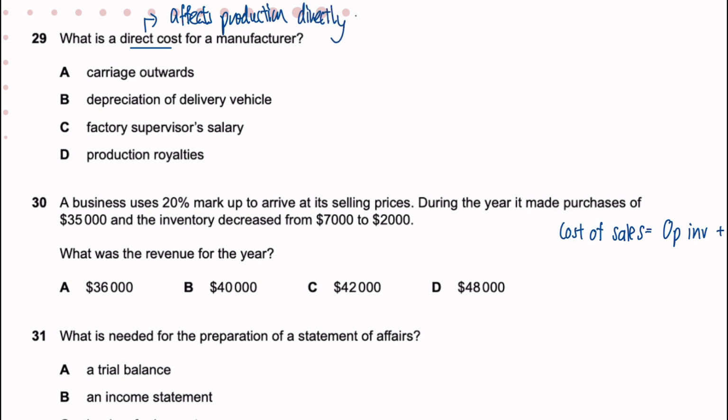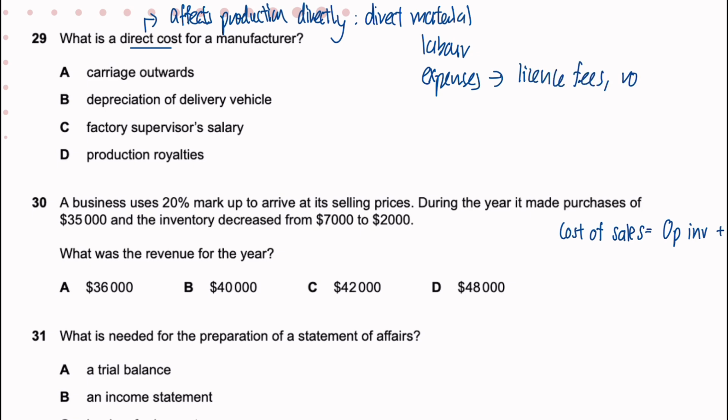There are 3 types of direct costs. First is direct material. Second is direct labor. Third is direct expenses. Okay, so direct expenses often include license fee, royalties.